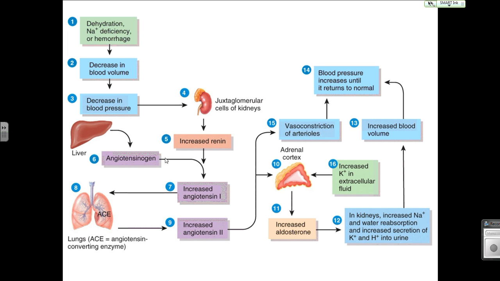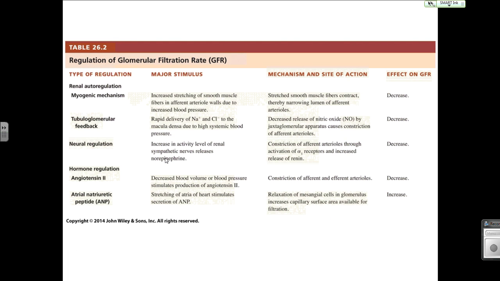I know this figure looks super complicated, and it probably is to a certain degree. This is explaining all those mechanisms of that renin-angiotensin-aldosterone mechanism. And if you really wanted to, you can walk yourself through that. Or you can just refer to Table 26.2, which is the table that summarizes all those various mechanisms of GFR regulation. We have the two autoregulation means, neural, the two hormonals. Notice that decrease for everything except for atrial natriuretic peptide.